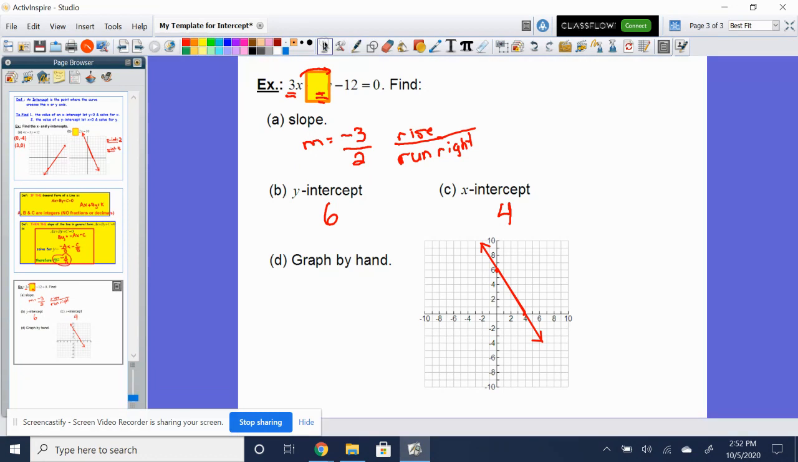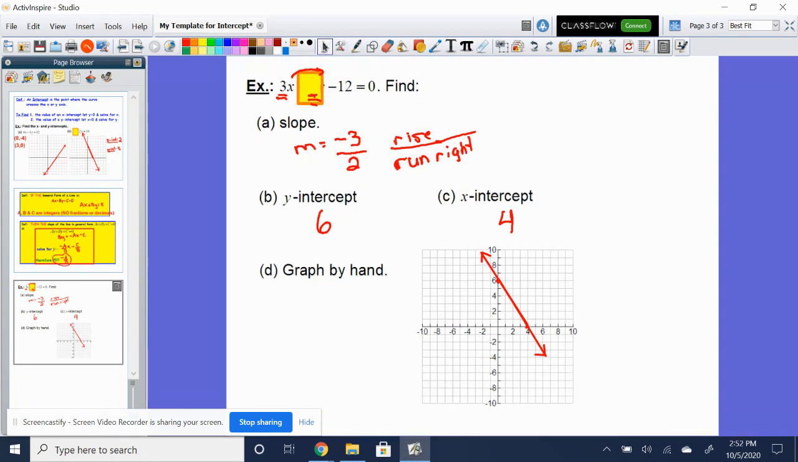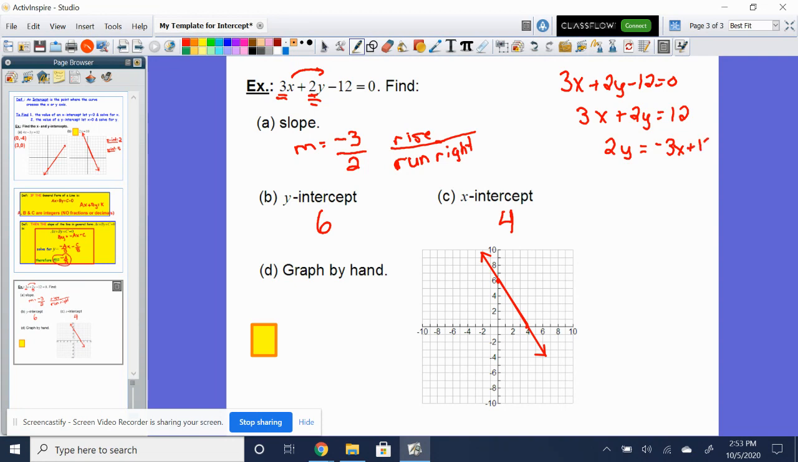Now, just in case you don't believe me or you're just not happy with that method, it is absolutely okay if you choose to come over here and say, okay, 3x plus 2y minus 12 equals 0. I'm going to add the 12 to both sides. I'm going to subtract the 3x from both sides. And then I'm going to divide both sides by 2, and you have to divide everything by 2.